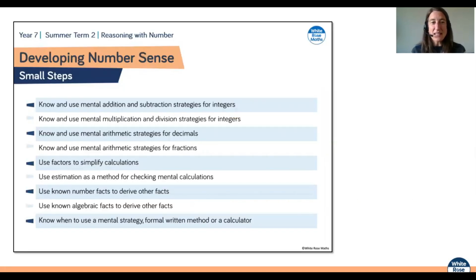So here you can see the small steps for the block developing number sense. This is aimed at Year 7 students and it's generally taught in the second half of the summer term. So why are we focusing on developing number sense with Year 7 students?